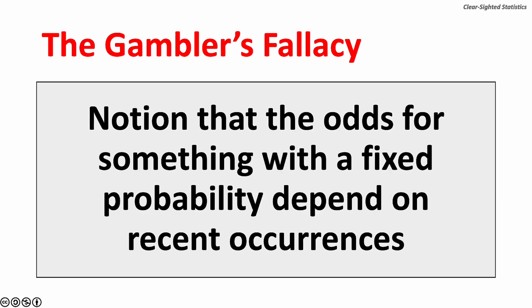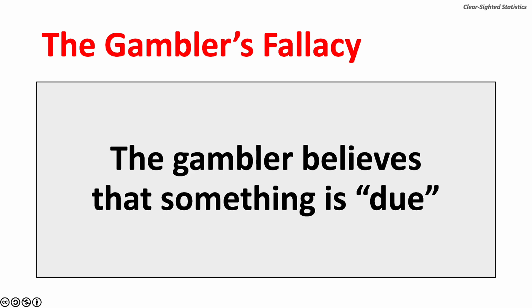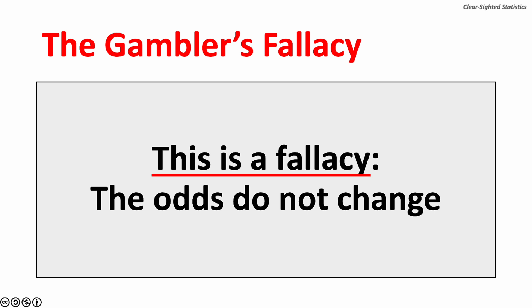The gambler's fallacy is closely related to classical probability. The gambler's fallacy is the notion that runs against the central premise of classical probability. It is the mistaken belief that the odds for something with a fixed probability depend on recent occurrences. The gambler believes that something is due, that his bad luck will change. This is a fallacy based on a misunderstanding of classical probability. The odds of gambling events do not change.